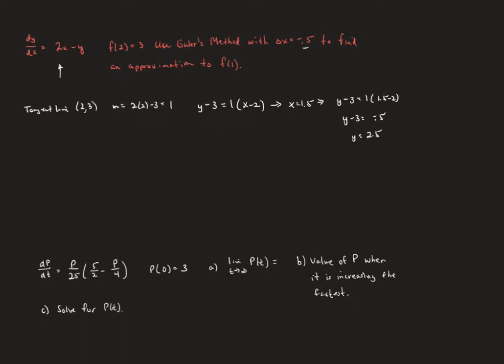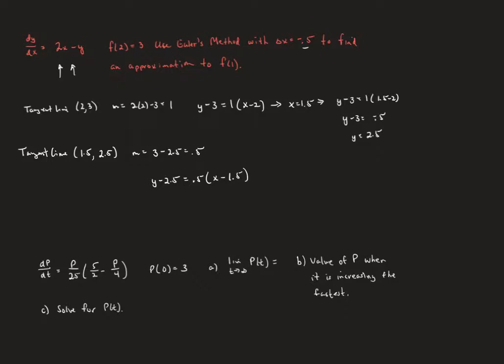So now we're going to find a new tangent line at our new point, which is 1.5. We've stepped it back 0.5 to the left, and the y value there is 2.5. So we need the slope again. Going to our differential equation, 2 times 1.5 is 3, minus the 2.5 is going to make our slope 0.5. So we'll go y minus 2.5 equals 0.5 times x minus 1.5.